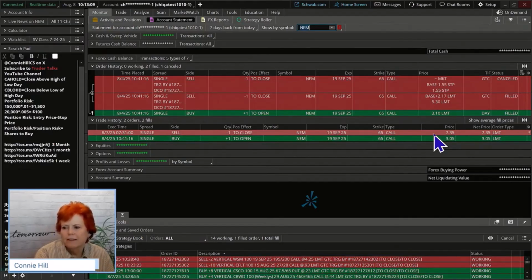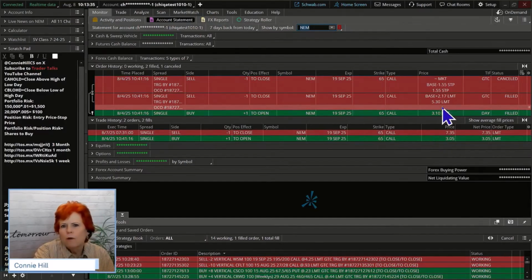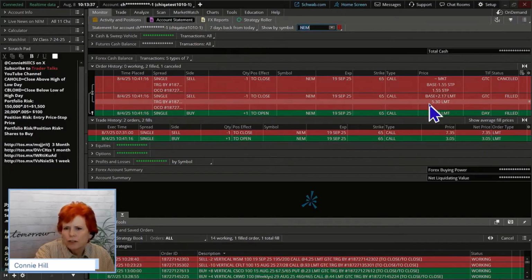Now, I want to point out that that is not super realistic. Paper money is excellent for us to practice strategies and rules and so forth. It doesn't always have perfect execution, and sometimes we've seen that on our trades when they get filled. So this is saying it filled us for $7.35, which more likely than not, if it were in a real market, would probably have been closer to what our target was there. Nonetheless, it filled us at $7.35.